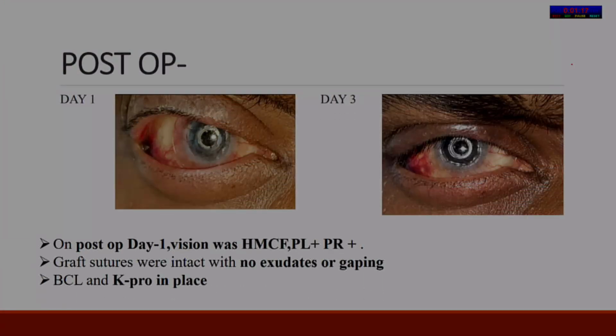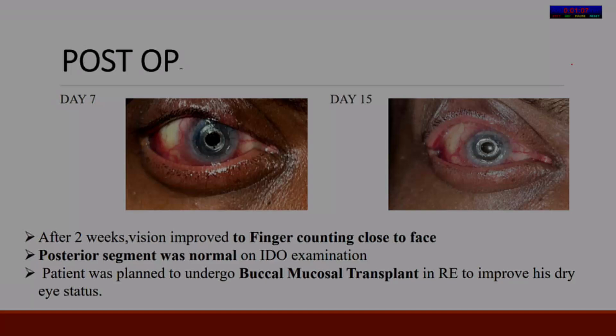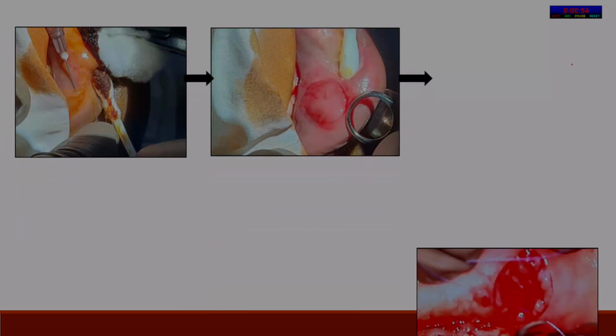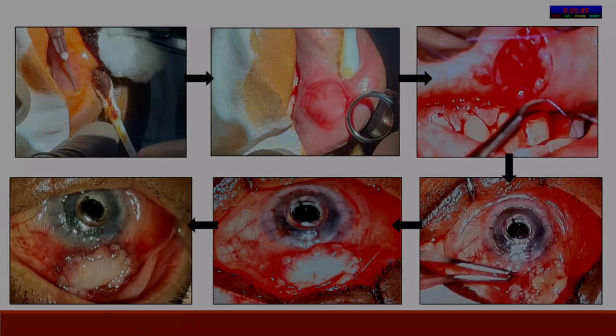On POD1, the vision was HMCF, PL PR positive, and the graft sutures were intact with no exudates or any gaping. The B-cell and the K-Pro were in place. After 2 weeks, the vision improved to finger counting close to face, and the posterior segment was also normal on IDO examination. Now the patient was planned to undergo the buccal mucosal transplantation. For this, we used from the patient's lower lip a graft of 2.5 by 2.5 buccal mucosa, comprising salivary glands along with the ducts, which was placed in the superior fornix and sutured with the surrounding conjunctiva. After putting a BCL, we also did a temporary lateral tarsorrhaphy.